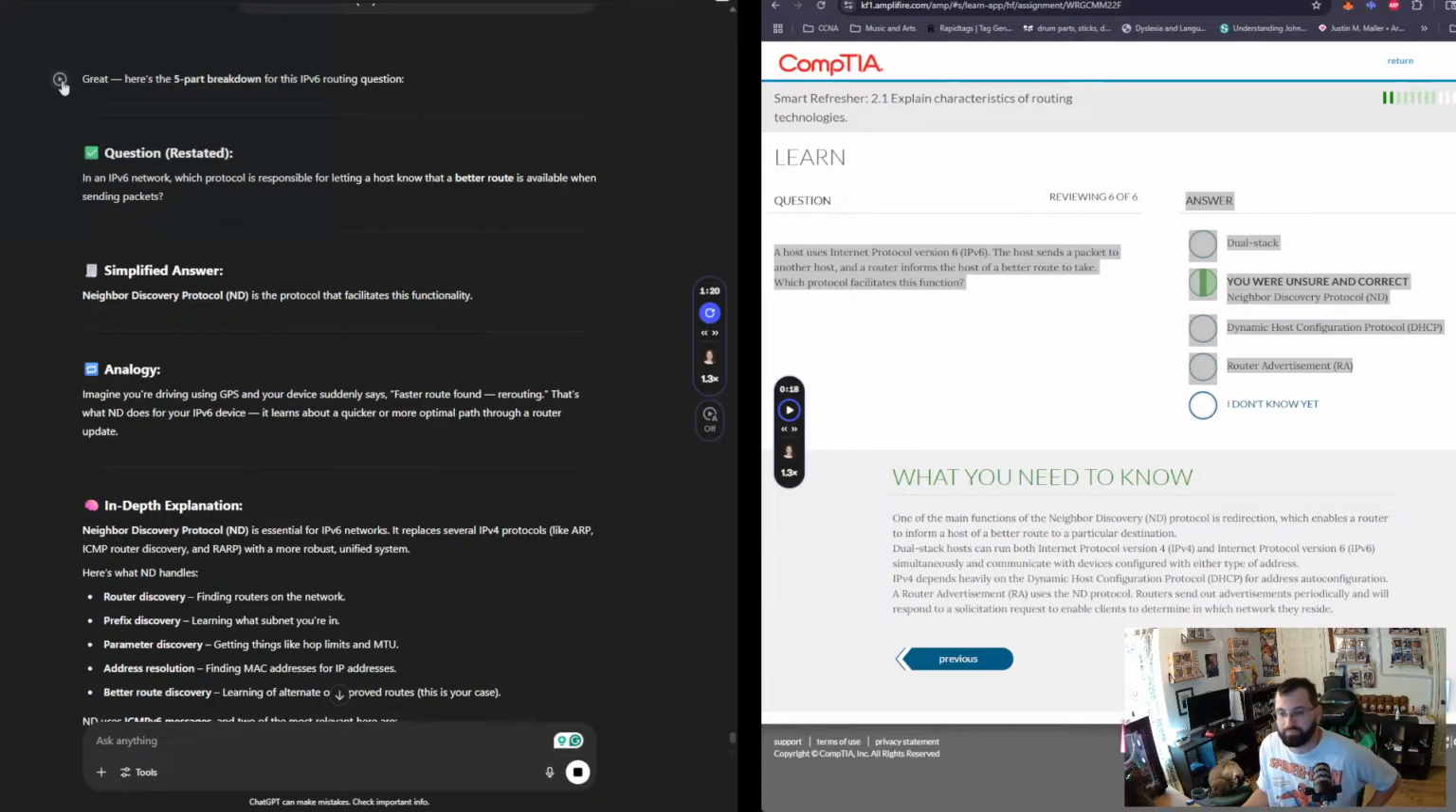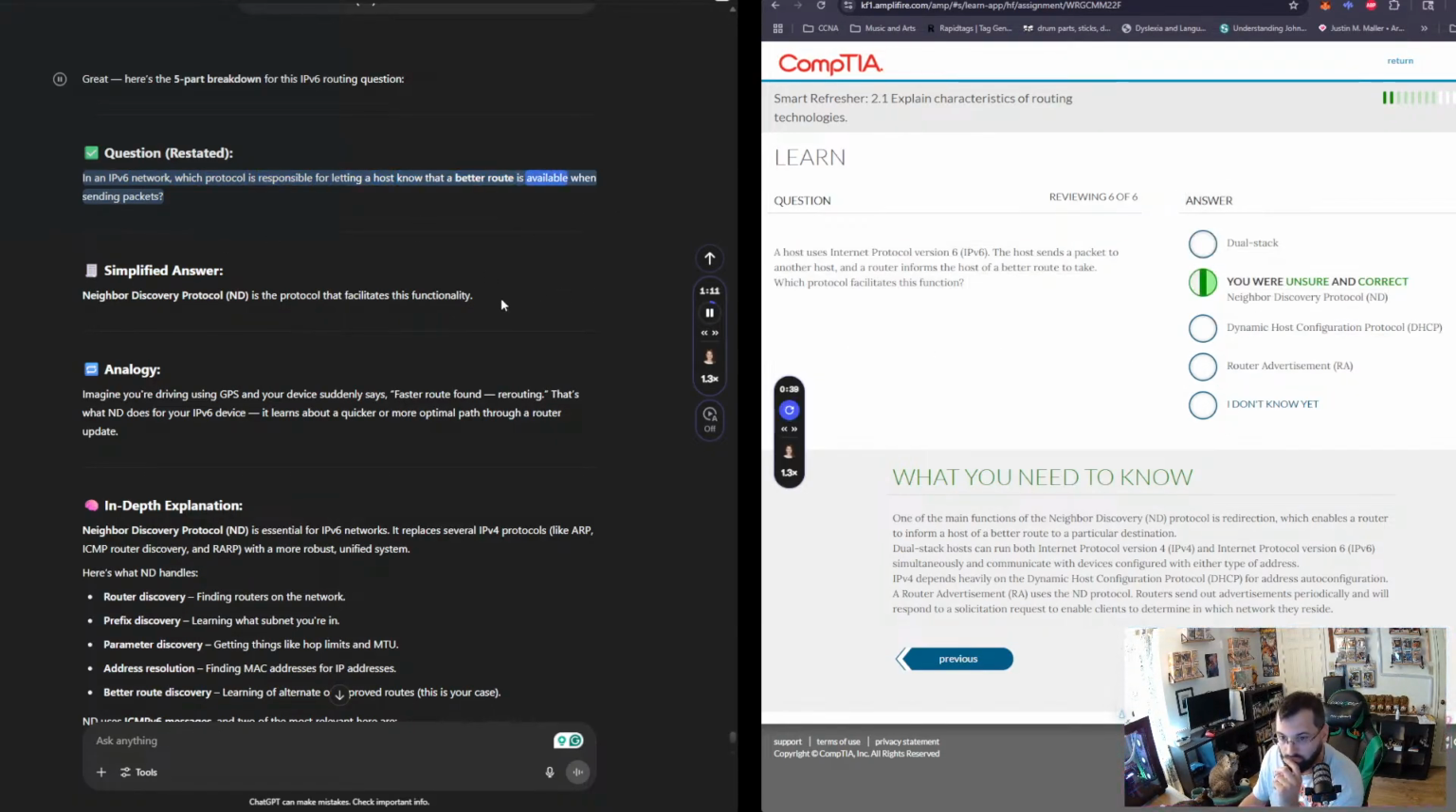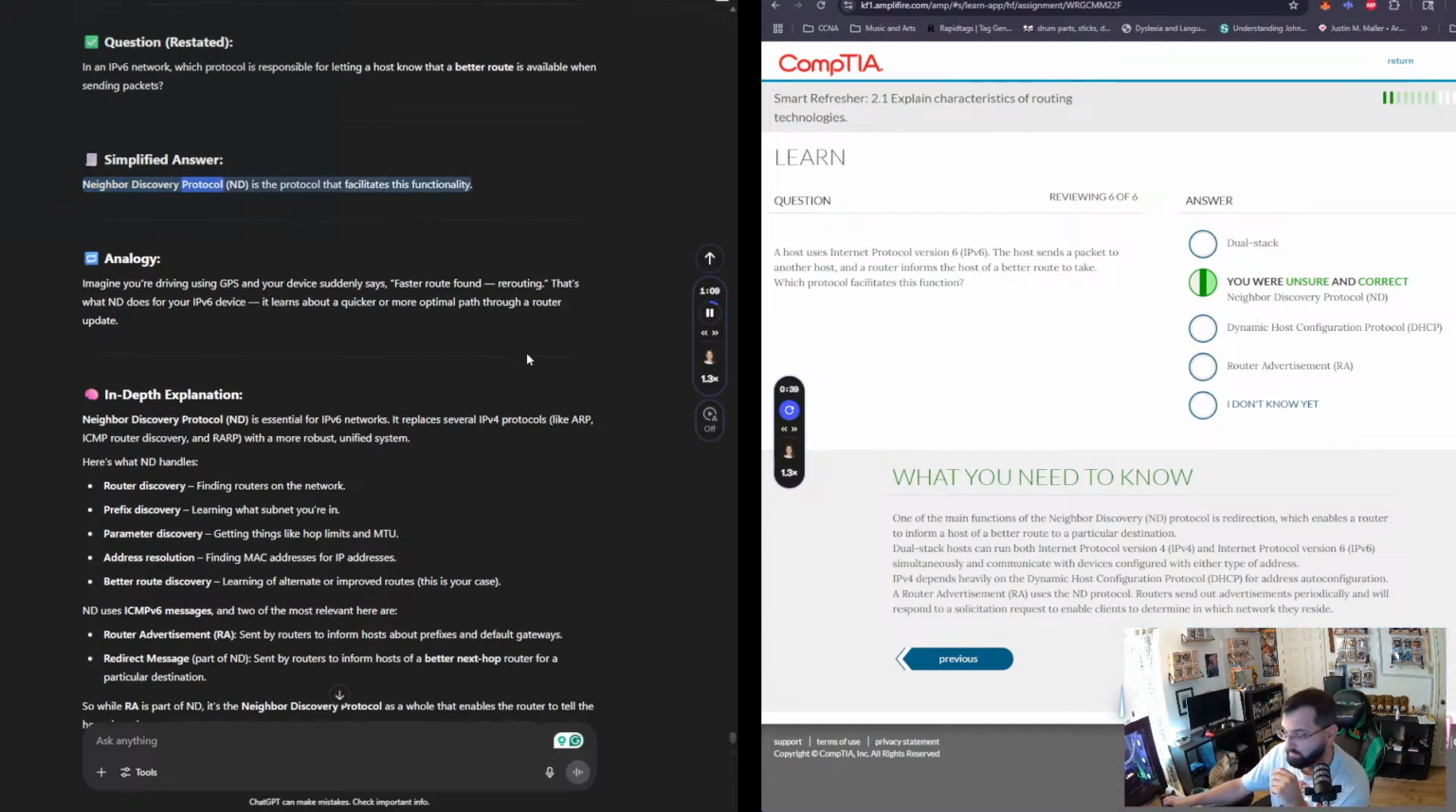All right, here we go. Great. Here's the 5-part breakdown for this IPv6 routing question. Question restated: in an IPv6 network, which protocol is responsible for letting a host know that a better route is available when sending packets? Simplified answer: Neighbor Discovery Protocol (ND) is the protocol that facilitates this functionality. Analogy: imagine you're driving using GPS and your device suddenly says, faster route found, rerouting. That's what ND does for your IPv6 device.